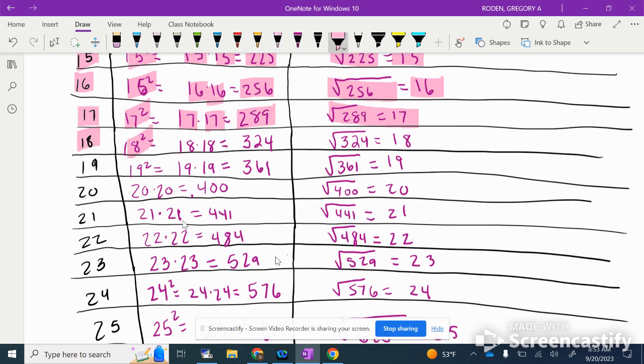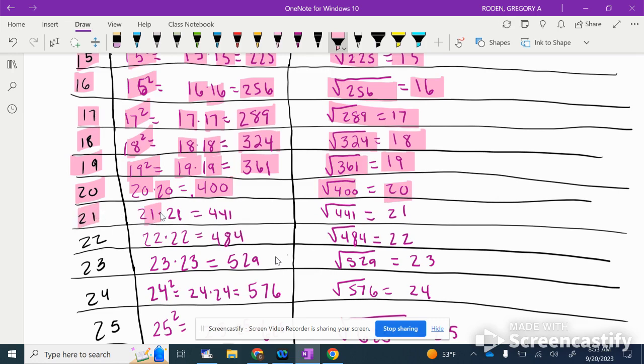18 is 18 squared. 18 times 18 is 324. The square root of 324 is 18. 19 is 19 squared, which is 19 times 19, which is 361. The square root of 361 is 19. 20 is 20 times 20. A lot of kids know this one. Well, 20 times 20, most kids know that's 400, right? The square root of 400 is 20.